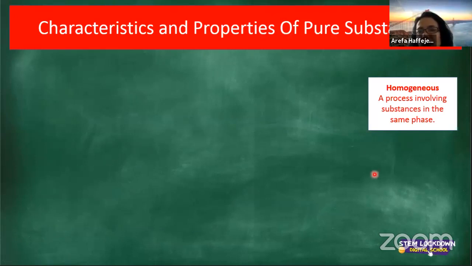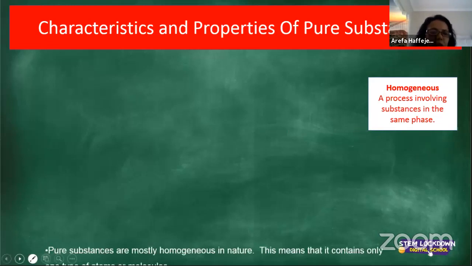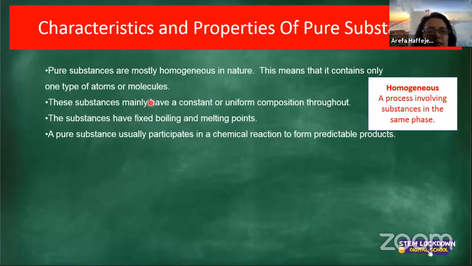But before I do that, I want to introduce the concept homogeneous to you. Now, homogeneous means a process involving substances in a same phase. Now, this word I will explain to you in a different slide, the exact meaning of it, and you'll be able to understand more about what the term means. So, we say pure substances are mostly homogeneous in nature. So this means that it contains only one type of atom or molecule.